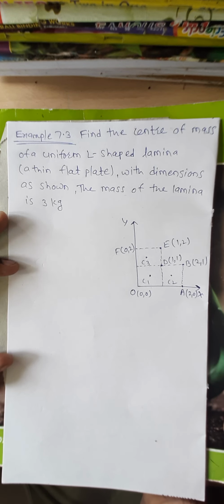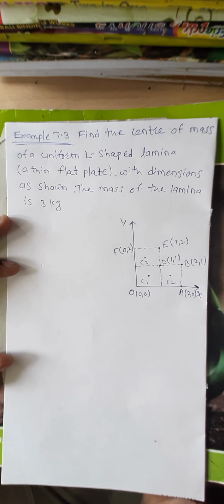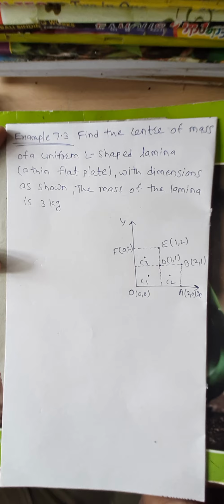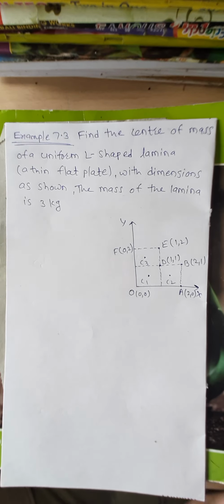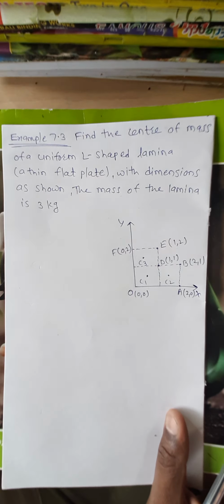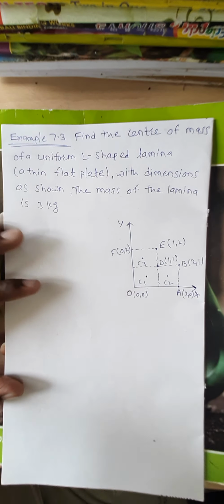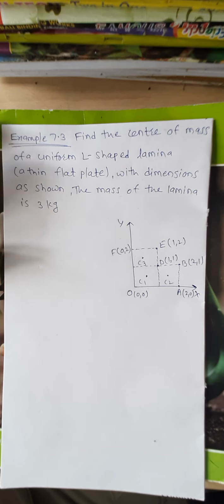Example 7.3. Find the center of mass of a uniform L-shaped lamina. A lamina is a thin flat plate; an L-shaped lamina means a thin flat plate with dimensions as shown. The mass of the lamina is 3 kg. Now, this is the figure of the L-shaped lamina.